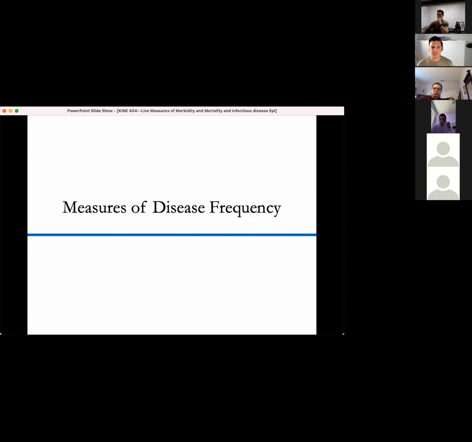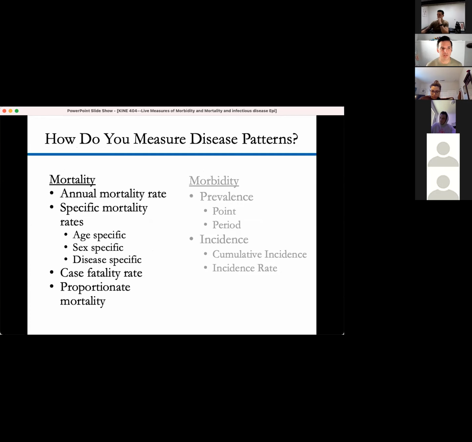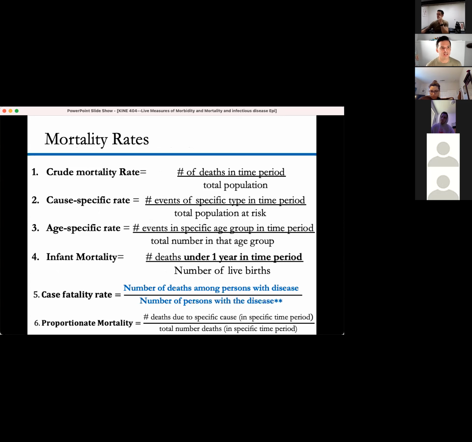And so a big part of surveillance is measures of disease frequency. Really what we're doing when we're conducting surveillance is we are tracking different rates of disease and death in the population. And we do that with some of the measures that we started talking about last week, where we started talking about measures of mortality. And so those measures of mortality include things like our crude mortality rate, our cause-specific rate, our age-specific mortality rate, infant mortality, case fatality rate, and proportionate mortality.